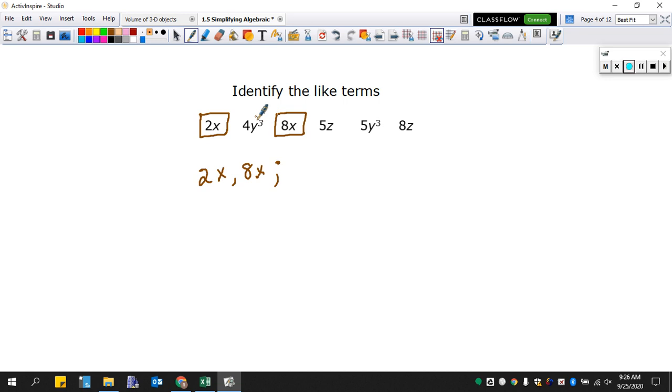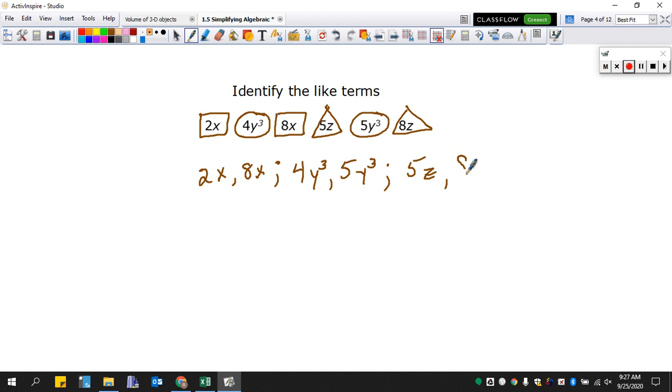Then I have 4y cubed and 5y cubed. So 4y cubed, comma, 5y cubed. All right, semicolon, and then 5z and 8z. So those are the like terms.